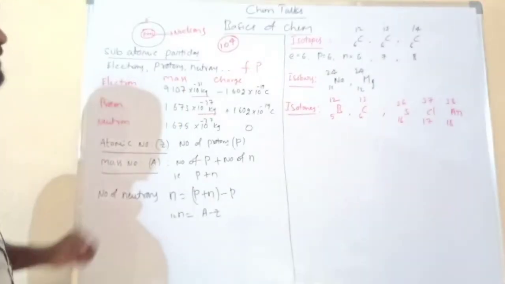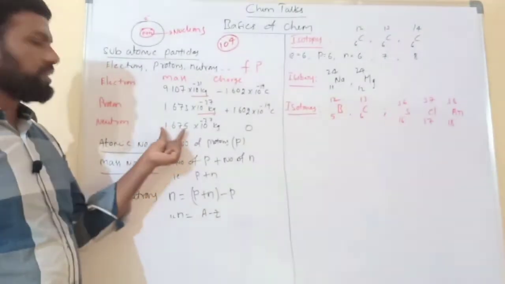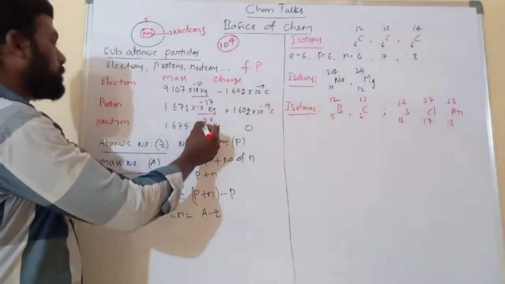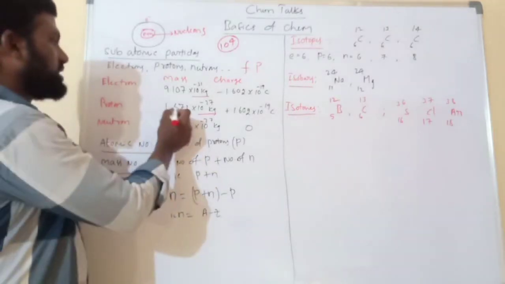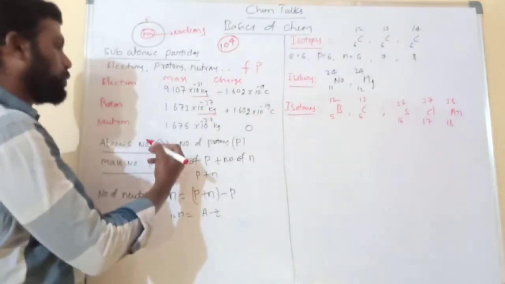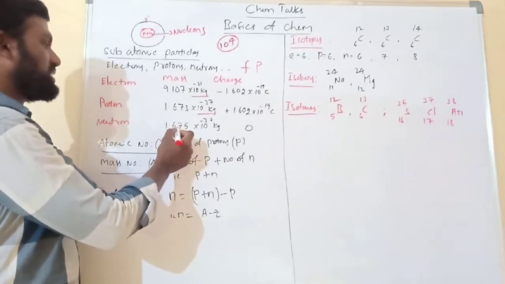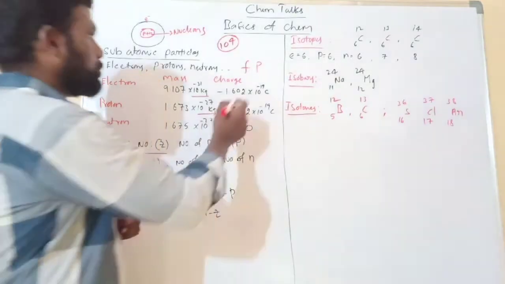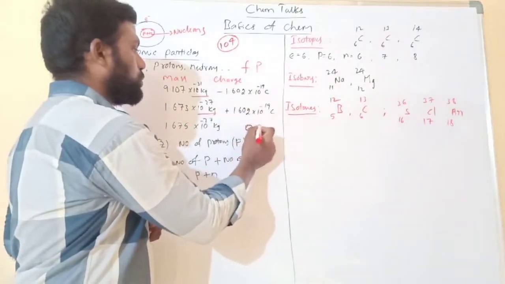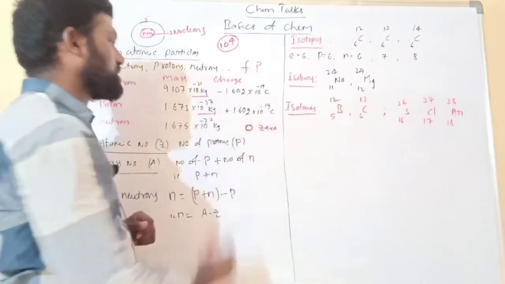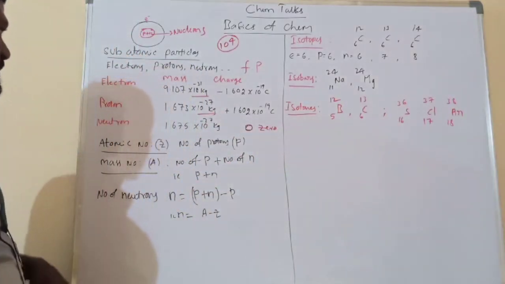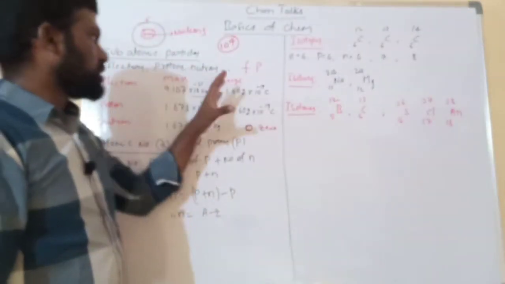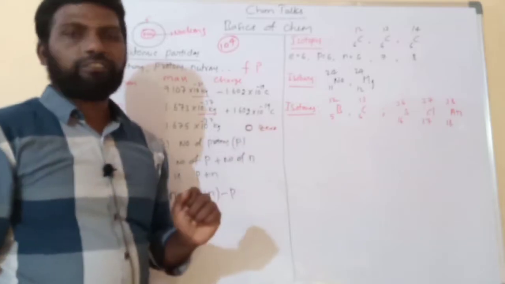Next come to neutrons. Mass of neutron is 1.675 into 10 raised to minus 27 kg. So it is almost same as proton. 1.673 into 10 raised to minus 27 for proton, 1.675 into 10 raised to minus 27 kilograms for neutron. When it comes to charge, it has zero charge, no charge. Neutrons are neutral particles. So the most important part here is the masses and charges of protons and electrons.